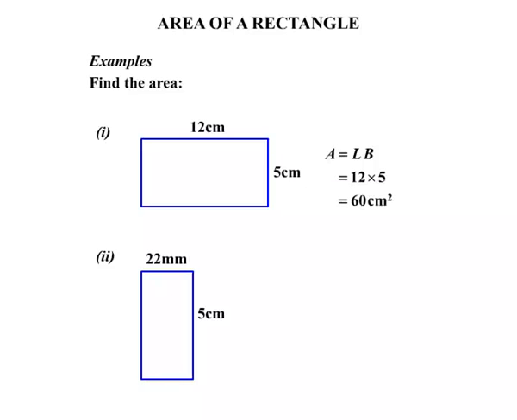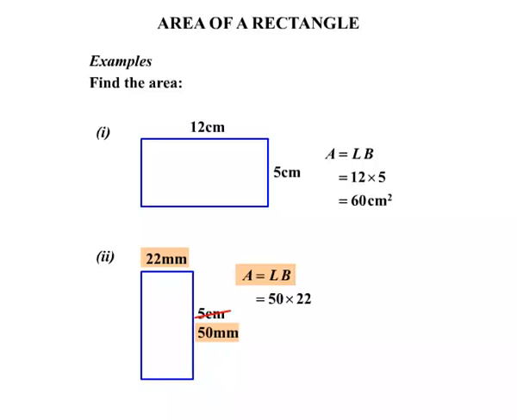Example 2, another rectangle. Area equals length times breadth. Now notice 22 millimetres and 5 centimetres. Is there a difference? Well, there's a difference in the units being used. We'll change the 5 centimetres and rewrite it as 50 millimetres. So the area equals length times breadth. There's our formula. We have 50 millimetres as our length and 22 millimetres as our breadth.